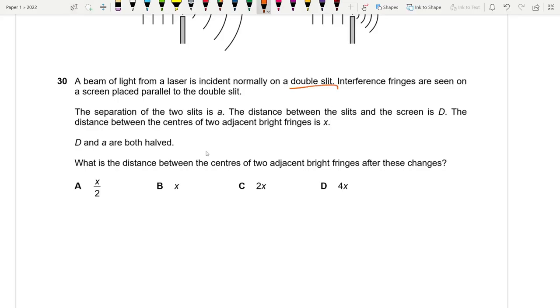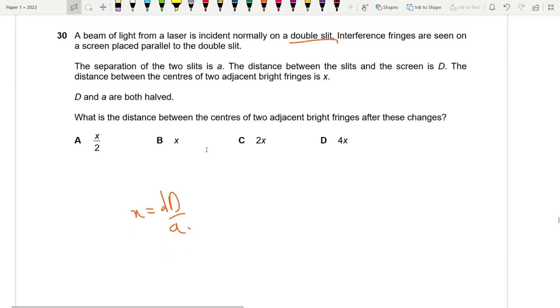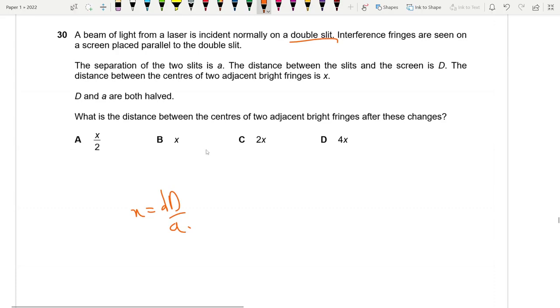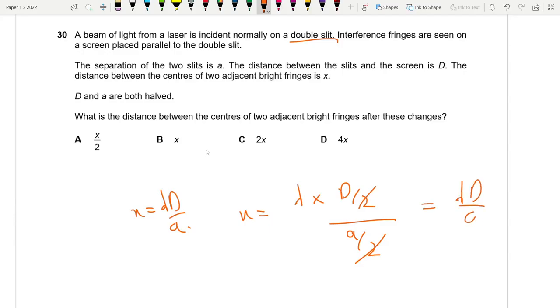So we have a double slit. The formula for the double slit is X is equal to lambda D by A. D and A are both halved. So X is equal to lambda into D is halved, A is also halved. So these two, we can get rid of them. We end up with X is equal to lambda D by A. So it actually remains the same. It was just a trick question.